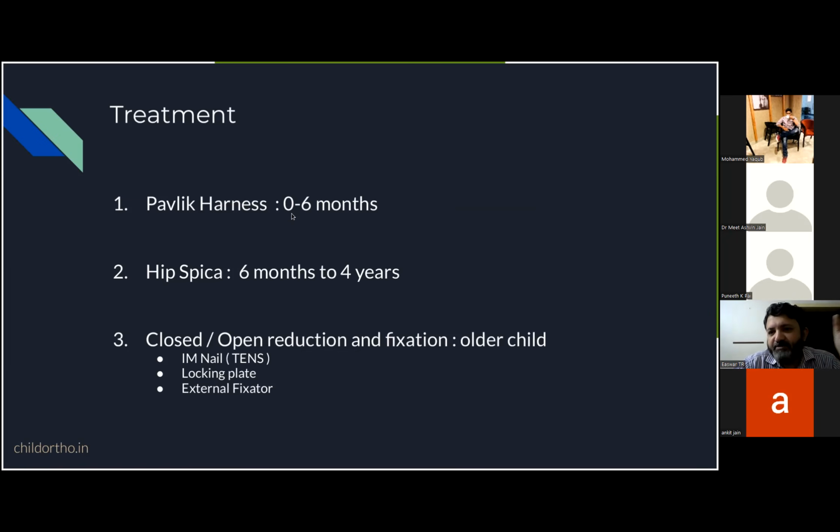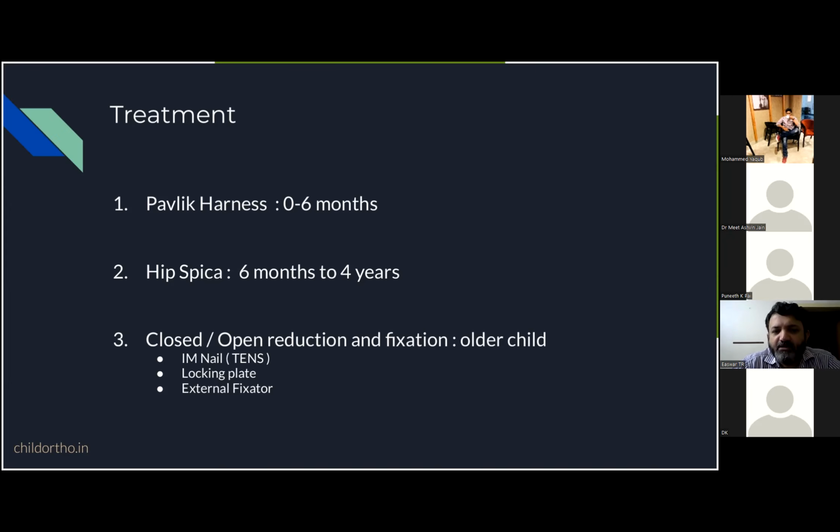The Pavlik harness can be tolerated in any child from newborn to about 6 months. 6 months is stretching it, but about that age. And hip spica, generally, I apply from around 4 to 5 months to around 4 or 5 years of age. Again, there is no hard endpoint here. It all depends on the child's body habitus, which is very important, the mother being willing to take care of the child in a spica, and additional considerations such as the nursing facilities, if the mother is working at home.